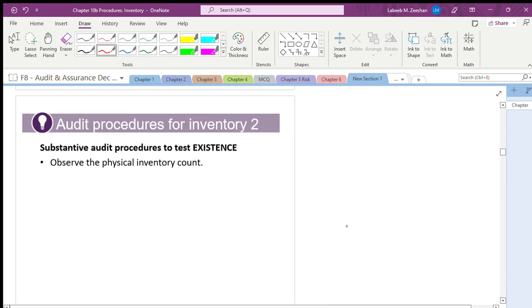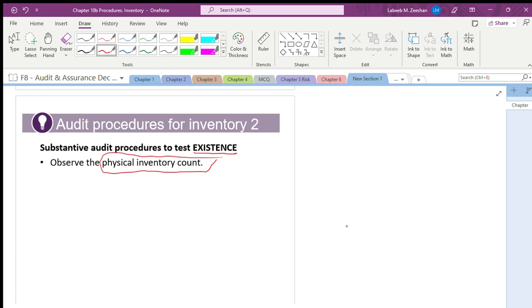What is the substantive audit? Existence: once you are saying it is existence, existence has only one thing, which is the physical inventory count. Observe, the physical inventory count is very important. You should not rely on saying that we are not having a physical inventory count.